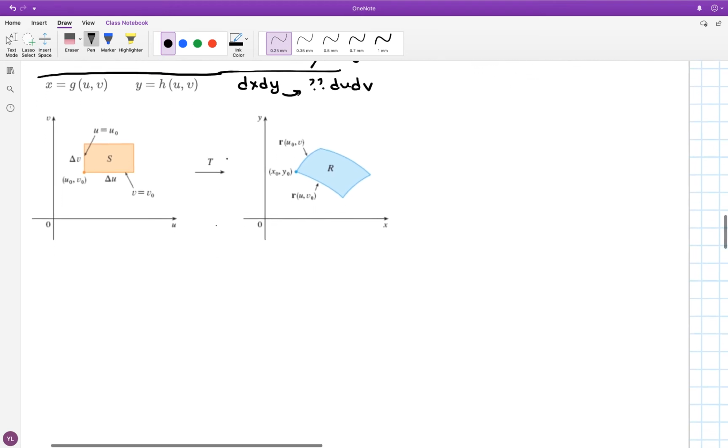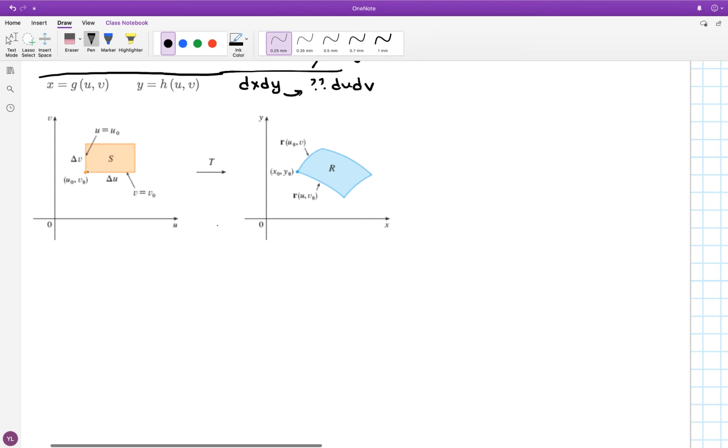So let me come over to the uv plane and imagine that there was a small change in u and a small change in v, and see what effect I have on the change in x and the change in y. Changing u and changing v slightly produces a little rectangle in the uv plane, and it might produce some sort of contorted shape in the xy plane, and that's through these functions g and h.